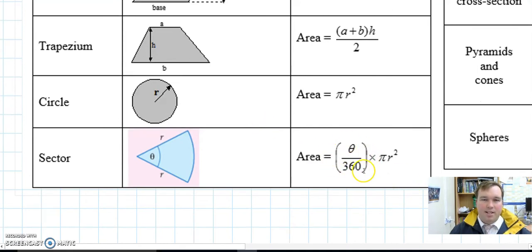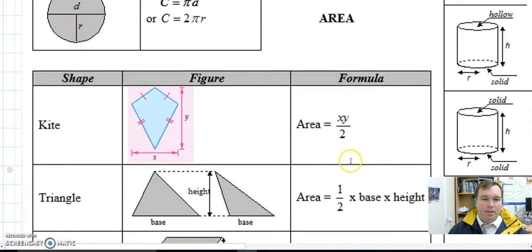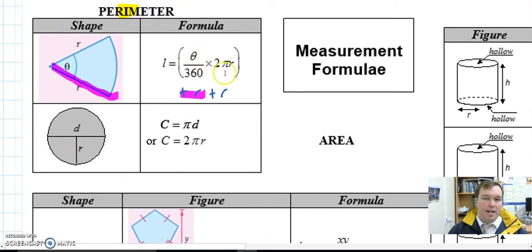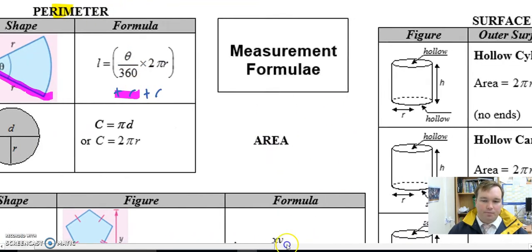Note the theta on 360 is essentially what fraction of a circle we have. If that theta is 180, it means we have half a circle. Similarly above, if that was 180, it means we have a semicircle.